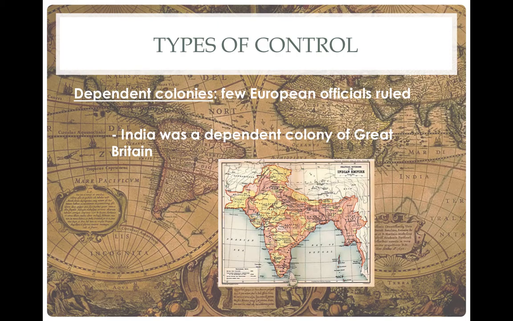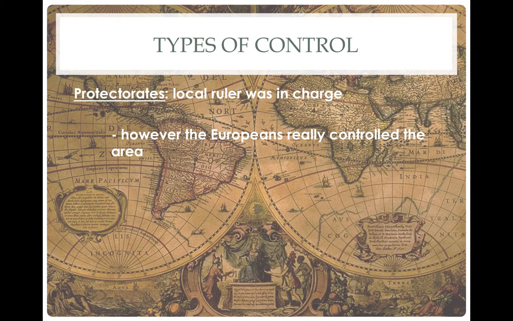Okay, so we went over settlement colonies. That should be one of your boxes, and I gave you the example of Australia, people actually going to live there. I now went over dependent colonies, where you just send a few people in charge, things like that, to take control of the country. Another example is a protectorate. Hopefully when you hear the word protectorate, you think of the word protector.